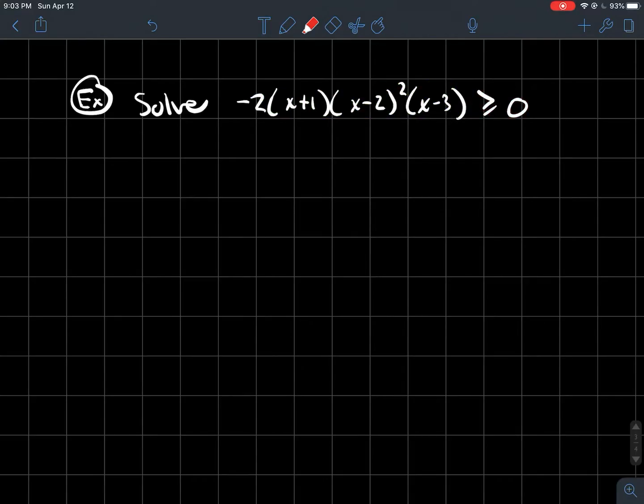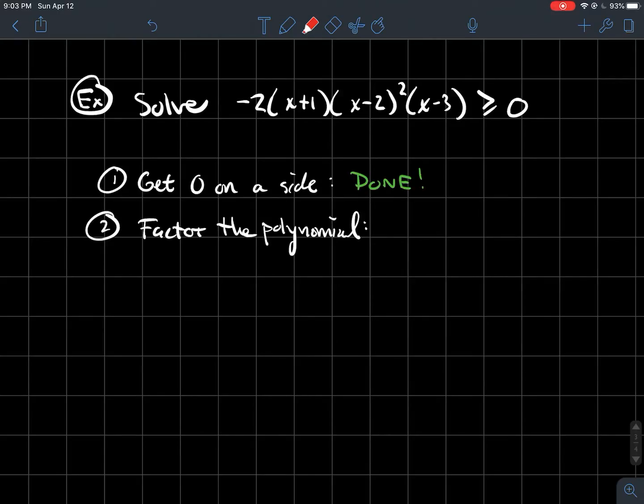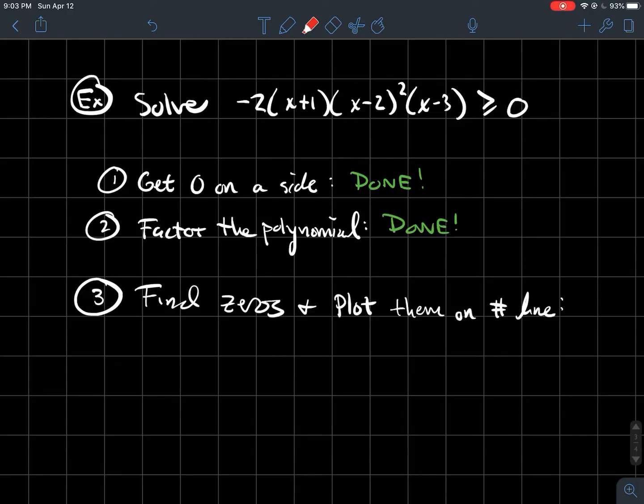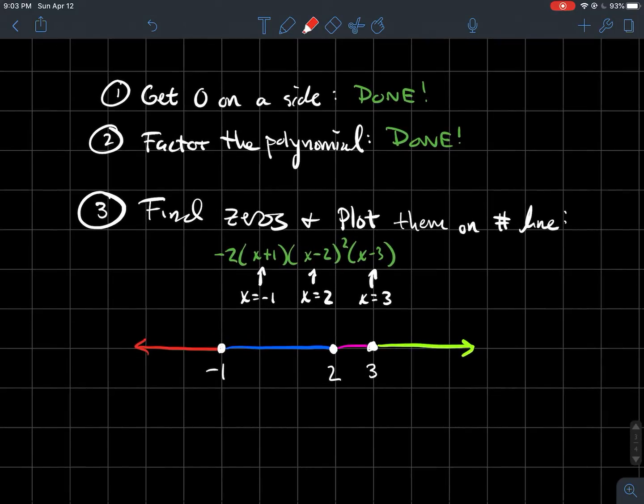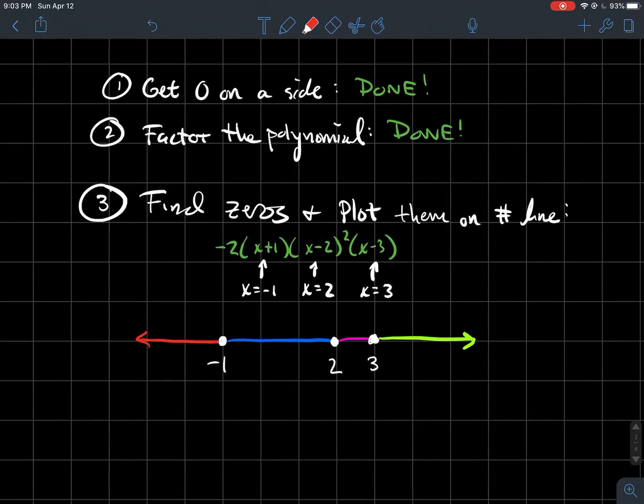So how do we do this with algebra though? Step 1, get 0 on a side, all done. Step 2, factor your polynomial, all done again, that's great. Step 3, find the zeros, plot them on a number line. So write down your polynomial that's on the left in this case. You see the zeros are negative 1, 2, and 3. So plot those on a number line. And in this case, you see that there are 4 subintervals.